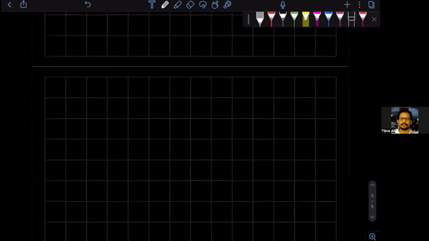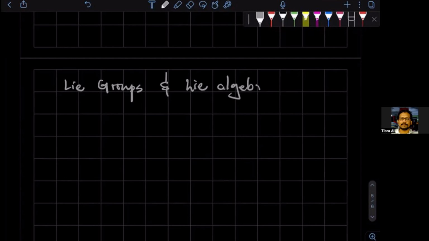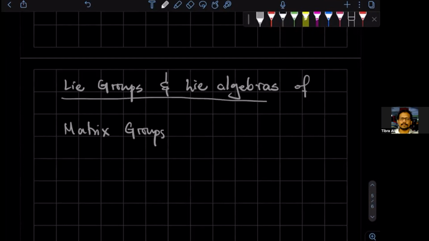So our topic today is going to be Lie groups and Lie algebras of matrix groups. Okay, so what are matrix groups? Matrix groups are groups which are defined by matrices.